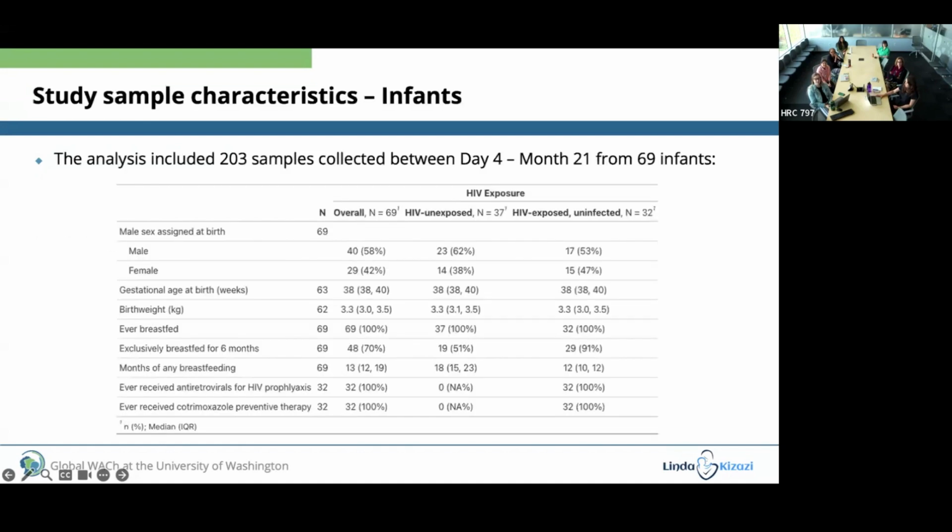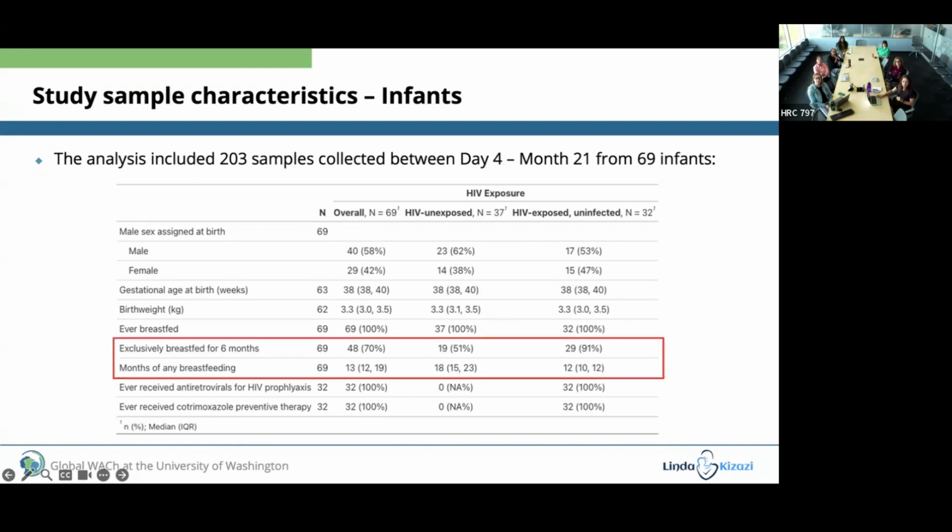Okay, so study data. Ultimately, we have 203 samples. There were a couple more that got dropped for QC reasons, but our ultimate analysis has 203 samples from 69 infants that were collected between day 4 of life and month 21, but most are through month 18. This table here is showing the infant characteristics. We had about half and half: 54% were HIV-Unexposed, 46% were HIV-Exposed.